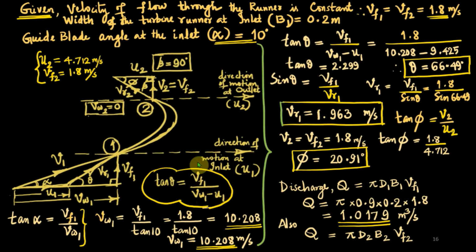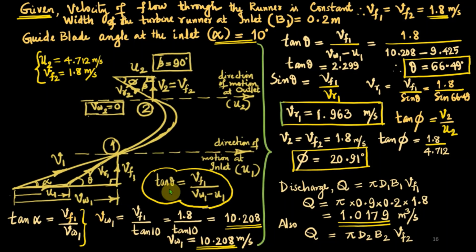We discussed this already. Here tan alpha is equal to Vf1 divided by Vw1, that is opposite side by adjacent side. Vf1 we know, that is the velocity of flow, 1.8 meter per second, and alpha is 10 degrees. So Vw1 is equal to Vf1 by tan alpha, that is 1.8 divided by tan 10 degrees, so 10.208. That is Vw1, the whirl component of velocity at inlet, we found out.